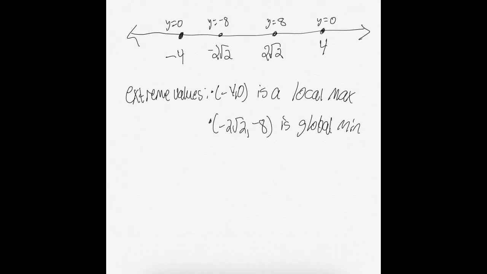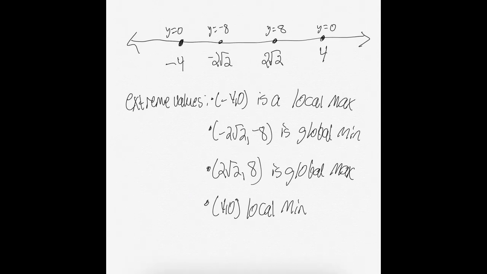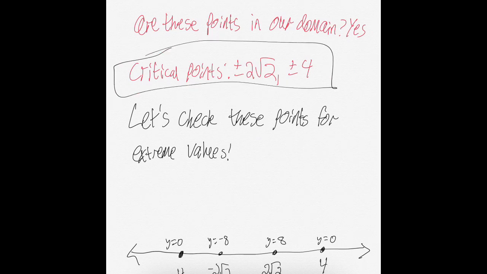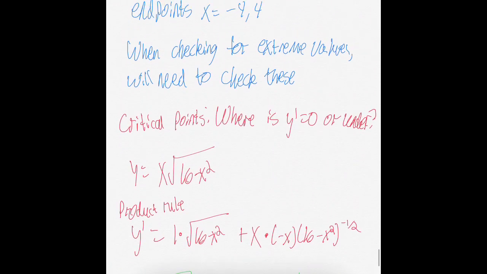Then negative 2 root 2, negative 8. It looks like it's going to be our global min because that's our smallest point total. Similarly, positive 2 root 2, positive 8 is a global max because that's the biggest our function ever gets. And at 4, 0, in this case, we have a local min because, again, at 2 root 2, we're bigger than 0, and so we're decreasing to go down to 0.